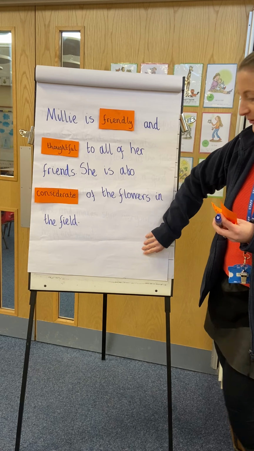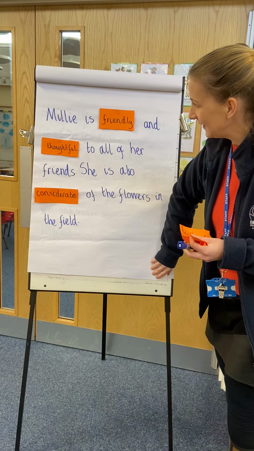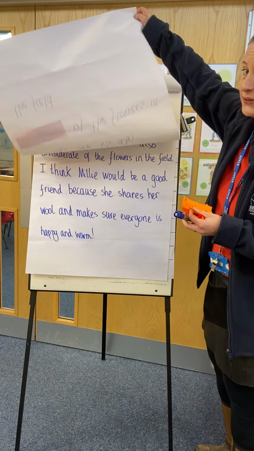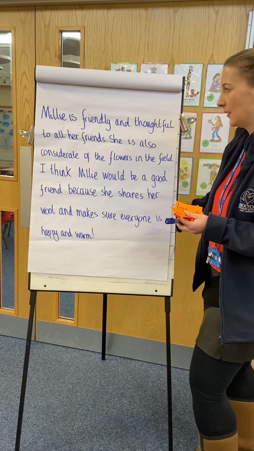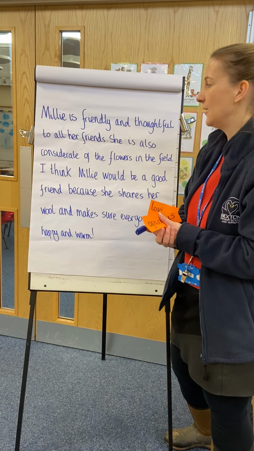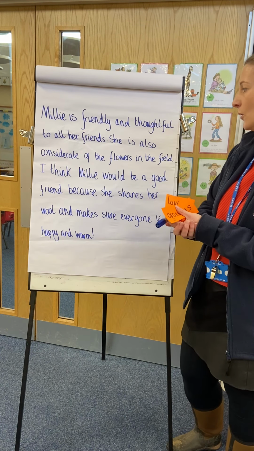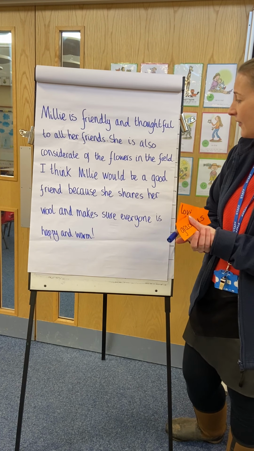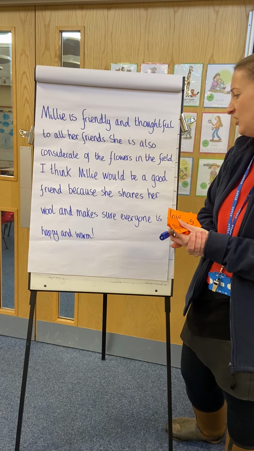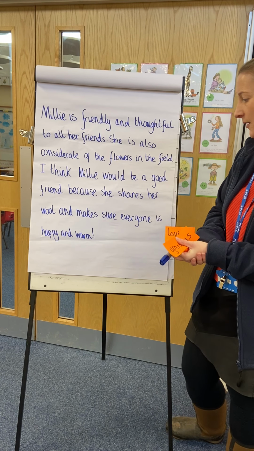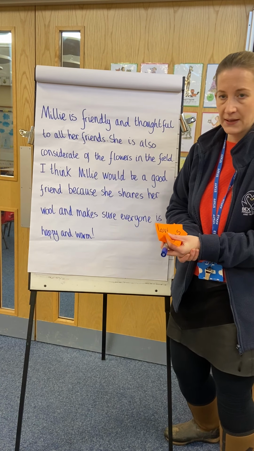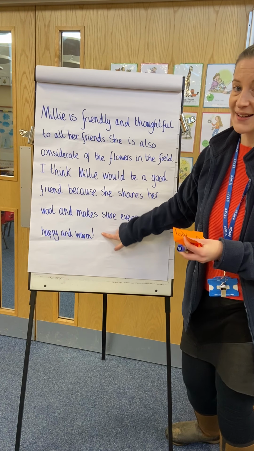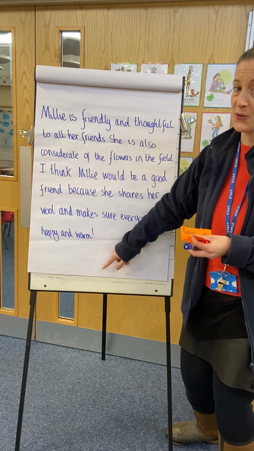Right, let's have a look. Let's see if we can compare it to mine. I bet yours is better. You're such good writers in year one. So this is how I had a go at it. I put Millie is friendly and thoughtful to all her friends. She is also considerate of the flowers in the field. I think Millie would be a good friend because she shares her wool and makes sure everyone is happy and warm. And I stole the idea of an exclamation mark off you.